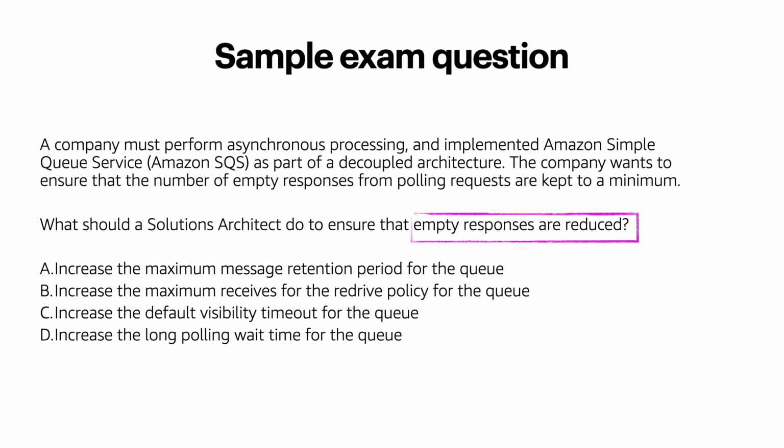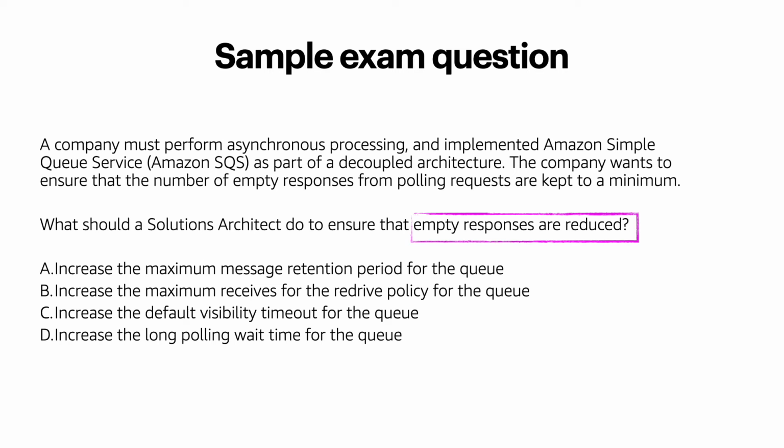The best strategy now is to eliminate those incorrect answers because, for example, SQS provides us with short polling and long polling to receive messages from a queue. When you consume messages from a queue using short polling, Amazon SQS samples a subset of its servers and returns messages from only those servers.